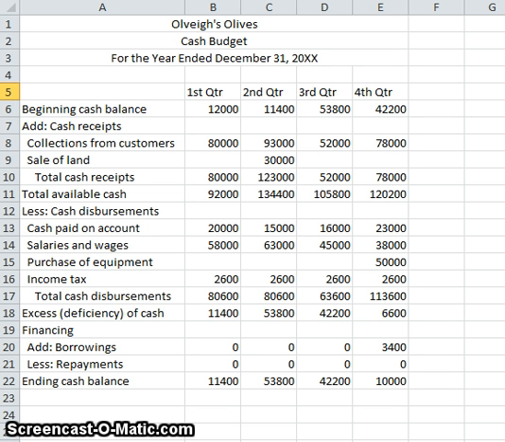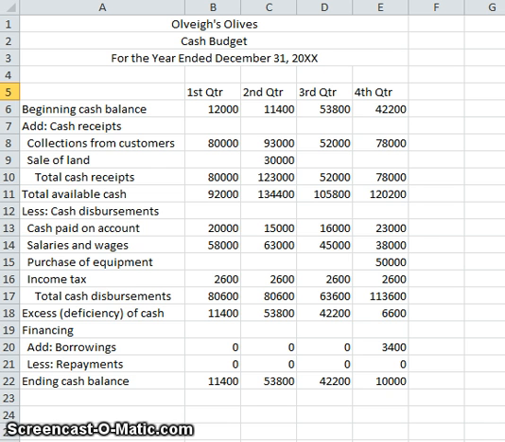I listed out salaries and wages, and then we purchased some equipment in the fourth quarter. Again, whatever you spent cash on, that's what we're going to list out here. We're going to add that up and then subtract it from that available cash balance. So this tells me if we had an excess of cash, we still have some cash left, or if we had a deficiency, if we spent more than we had available.